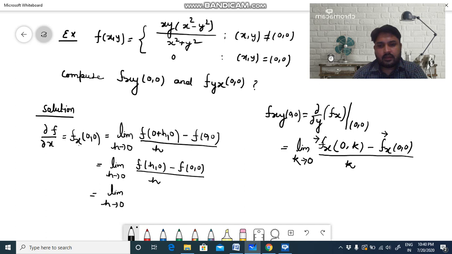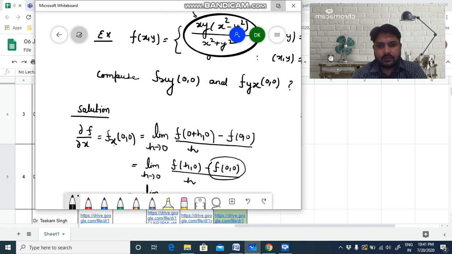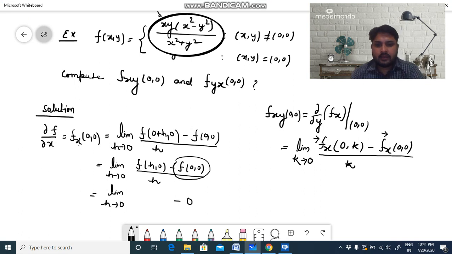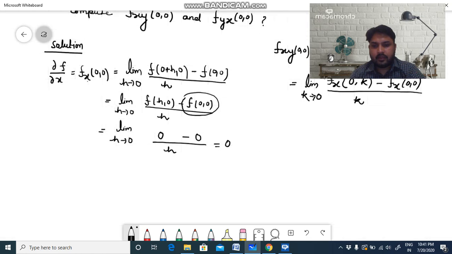Here we can see that the value of the function when x, y both are equal to 0, the value is 0. So in place of this, we will use 0. And in place of x, we will use h, and in place of y, we will put 0 in this function. So if we put y is equal to 0 here, it gives us 0 again, and 0 minus 0 upon h is equal to 0. So that means the partial derivative of f with respect to x at point (0,0) is equal to 0.